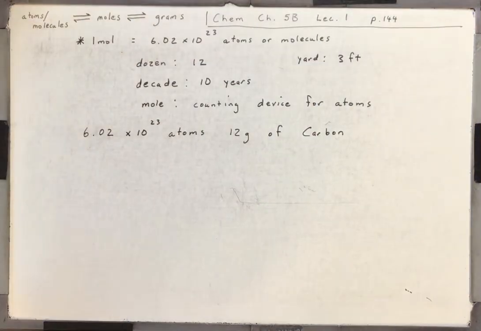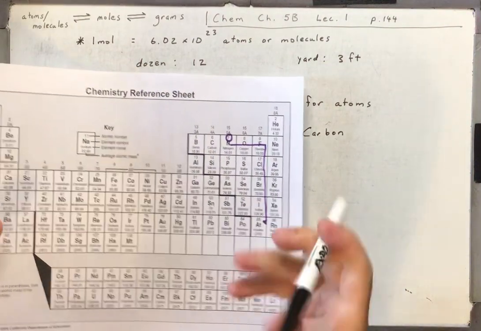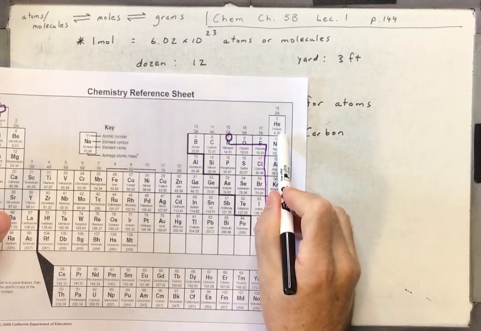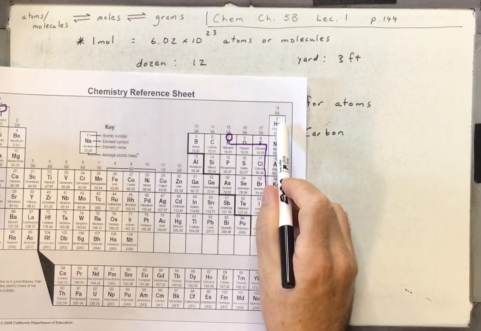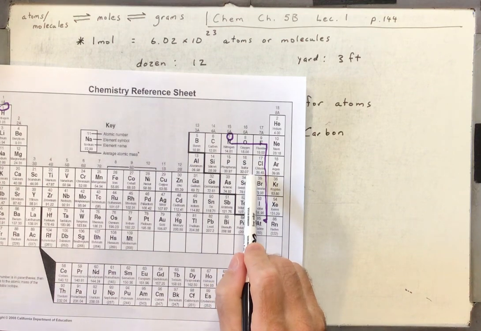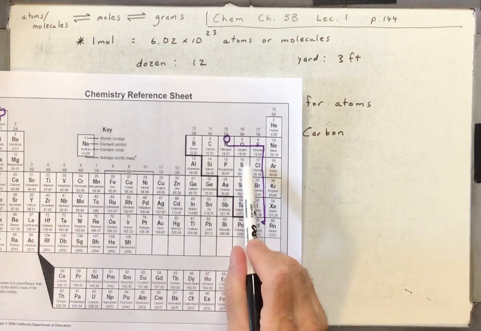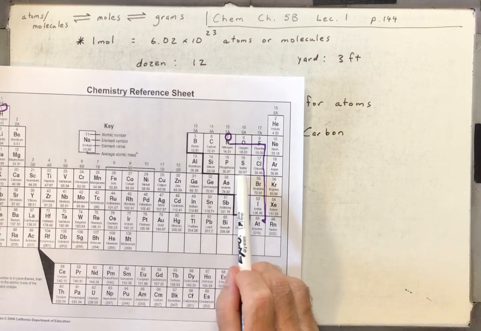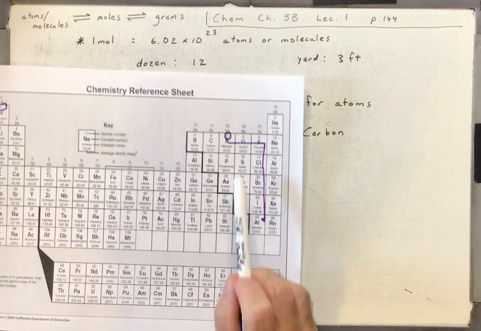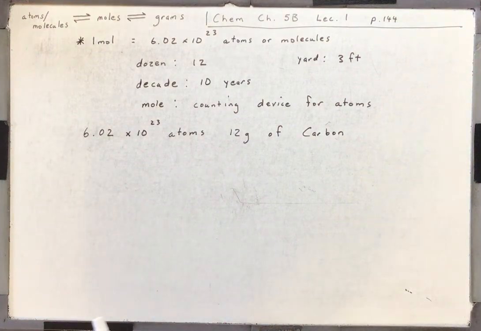On the periodic table, we can see that helium has a mass of 4. That means there are 4 grams per mole of helium. With sulfur, there's 32, almost 0.1, so we'll go with 32.1 grams in a mole of sulfur. So if you have 6.02 times 10 to the 23rd atoms of sulfur, it will weigh 32.07 grams. You'll get used to it if it seems confusing at first. So let's go ahead and work a problem.